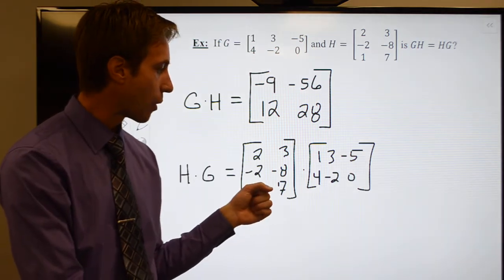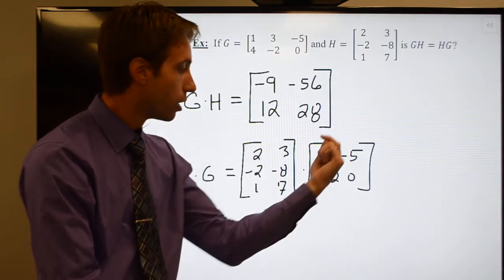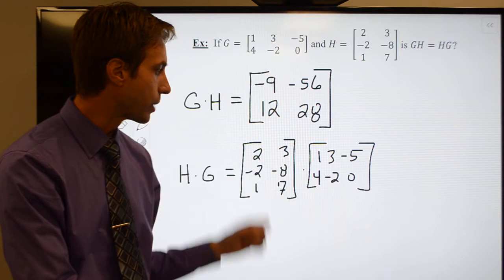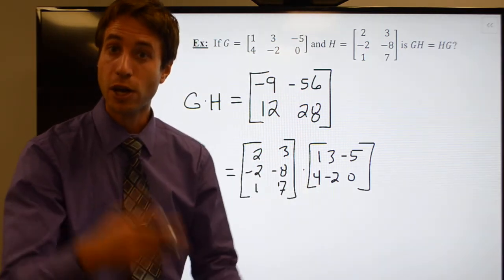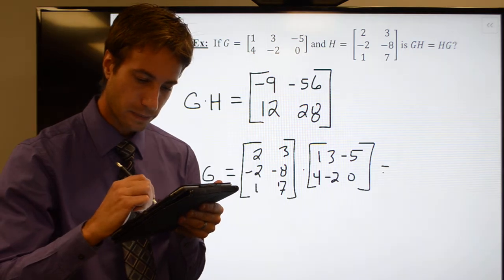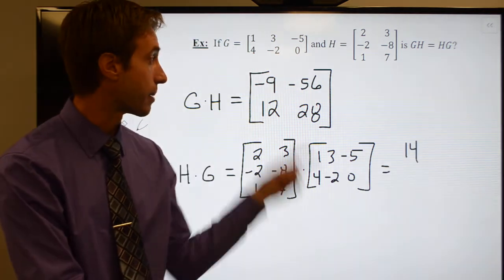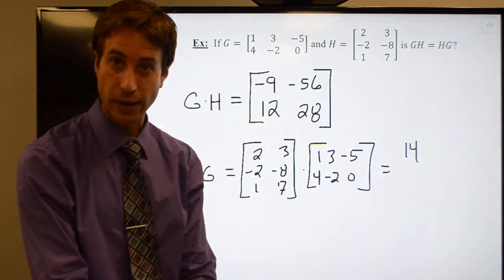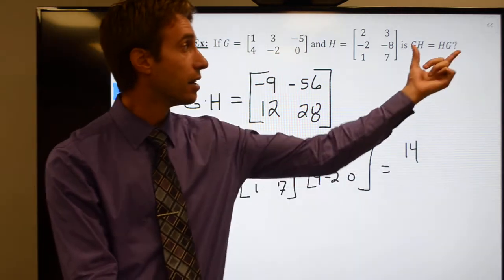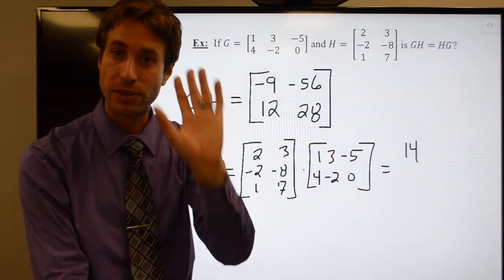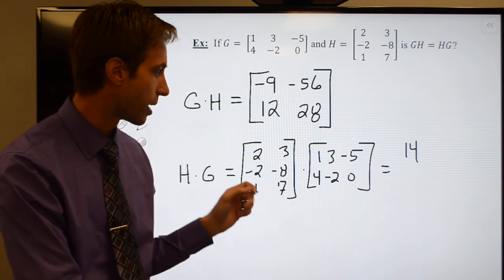So by writing it now as H times G, how does it work? Row 1, column 1. So here we go. 2 times 1 is 2. 3 times 4 is 12. 12 plus 2 would be 14. Well, already I can see that these matrices are not the same. I had a minus 9 in this one. Now I got a 14. So they're definitely not going to be equal. We have proved this idea that there is no commutative property for matrices. But let's keep going. We're not done. We can finish this up.